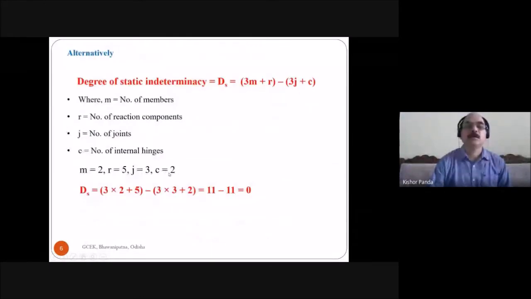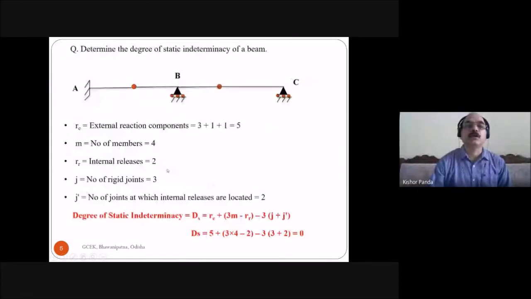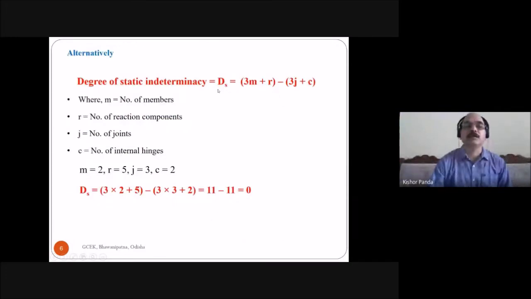And in this case you have to take 2 internal hinges. C you have to take, because this is a member having one internal hinge. So you have to take one additional equation. Here also this is a member having one internal hinge, so you have to take one additional equation here. So there are two internal hinges, meaning you have to take two additional equations. C is equal to 2.